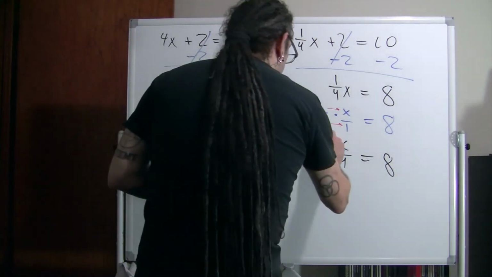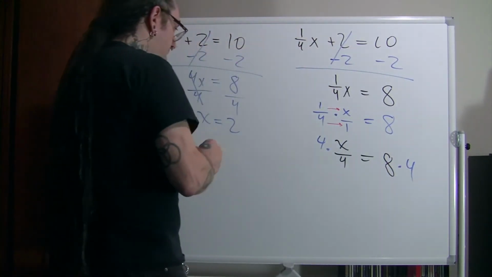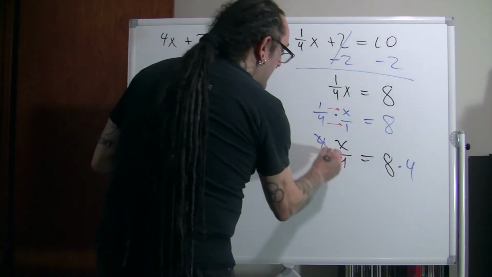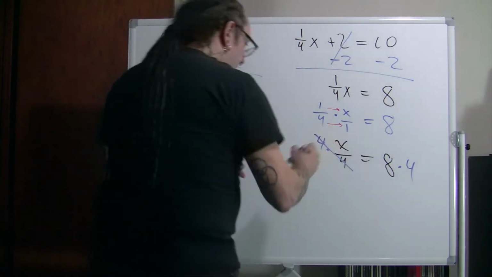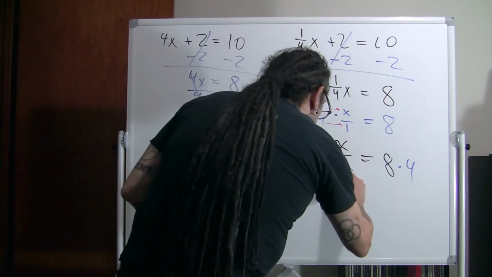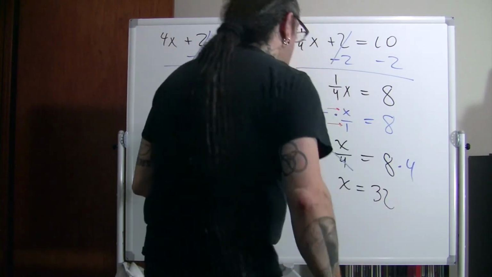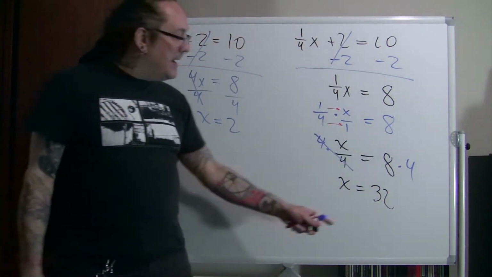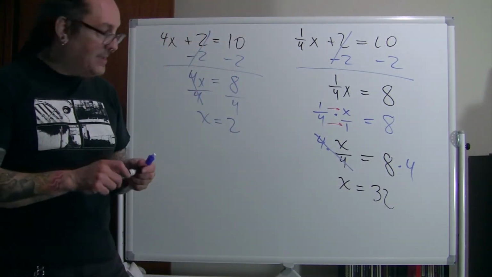All right, so I'm going to do that. I'm going to multiply by 4 on both sides. And then what? The 4s are going to cancel. And then I'm going to get x equals 8 times 4, 32. Is that the third time we got 32? I think it is. And we got it 3 different ways.